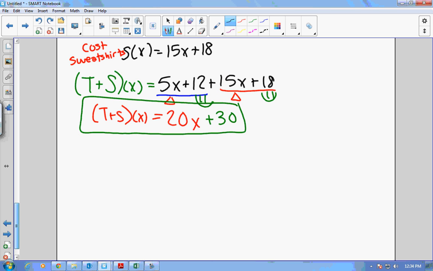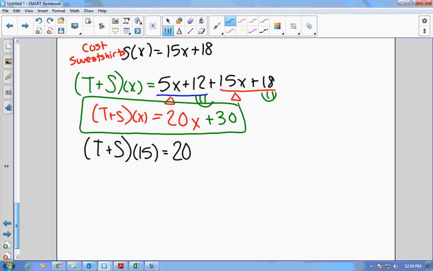Now, find the total cost of manufacturing 15 t-shirts and 15 sweatshirts. So what should we do, Arya? Yeah, replace x with 15, which means we're evaluating the function at 15. 20. Yeah.